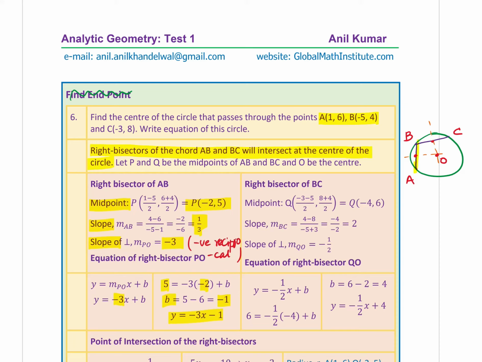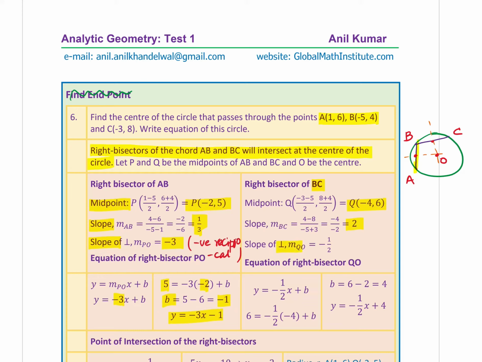Similarly, we will do the same for the other segment, which is the other chord of the circle. We are now considering the points B and C. The midpoint of BC is Q, which is minus 4 and 6, the average value of x and y. The slope in this case, y2 minus y1 divided by x2 minus x1, is 4 minus 8 divided by minus 5 plus 3, which gives us 2.